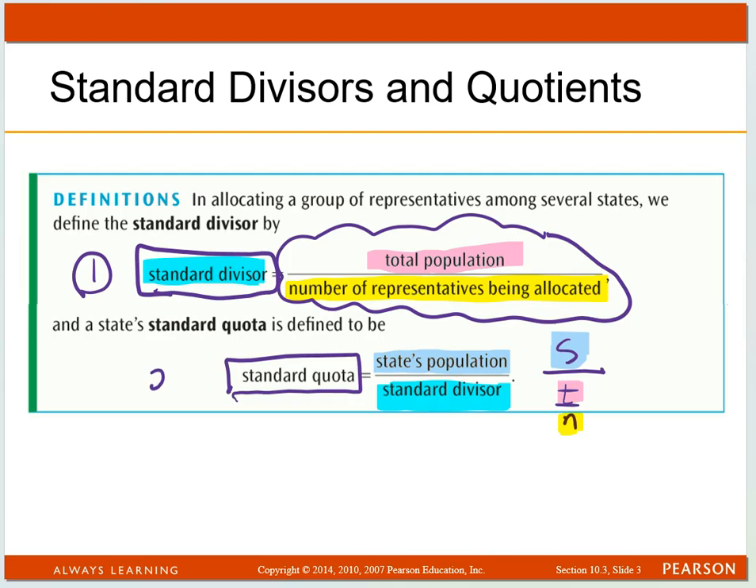And then step 2, they're going to ask you to find the standard quota. So you would take whatever S is, the state's population. Now you're going to go to the individual states and divide each one of those by the standard divisor. I'm going to do an example of that, but I don't have enough time in this one video. So the next video will show that.